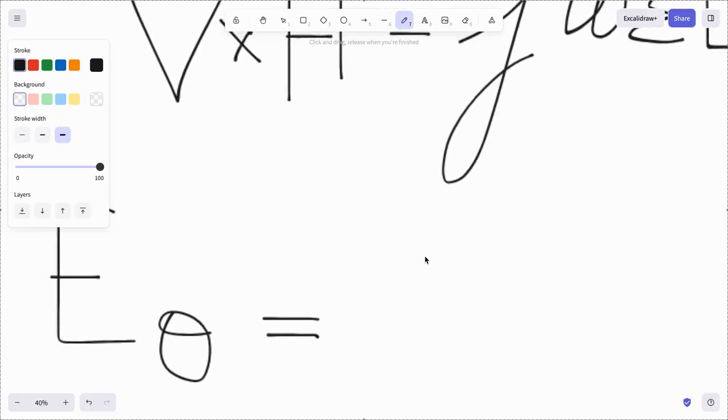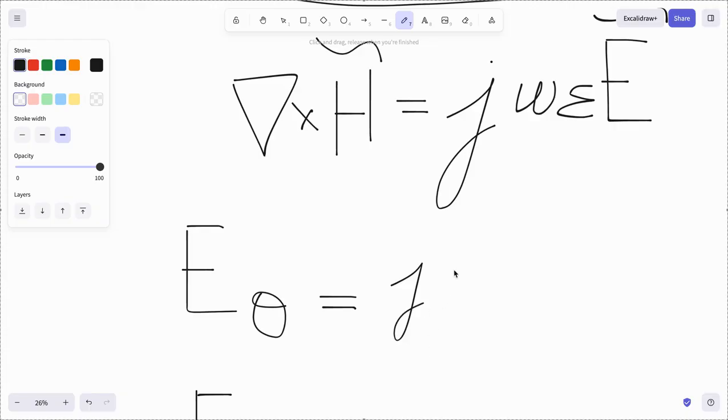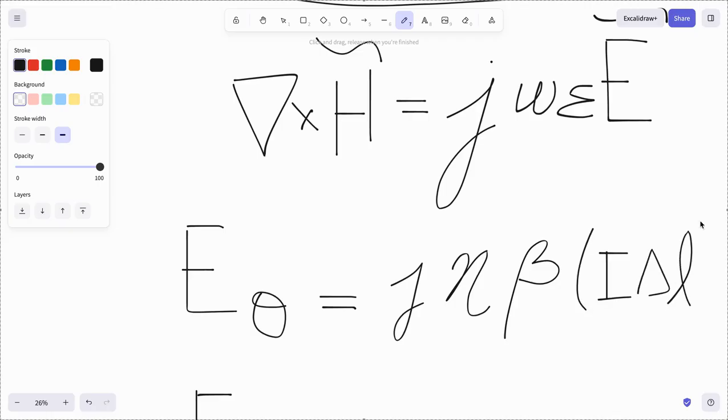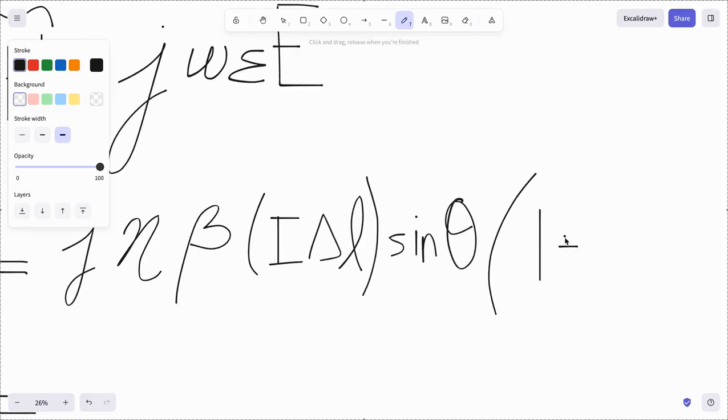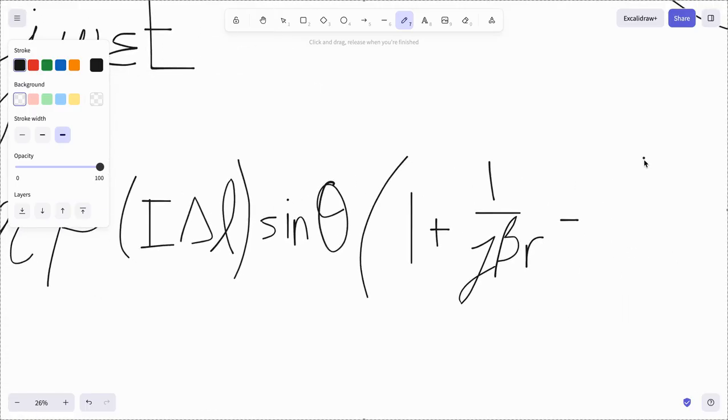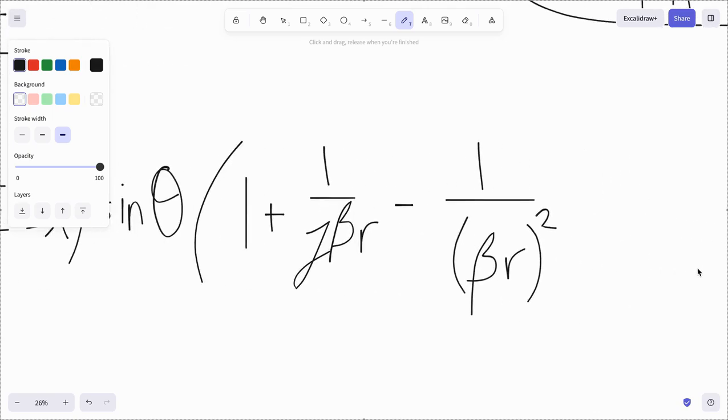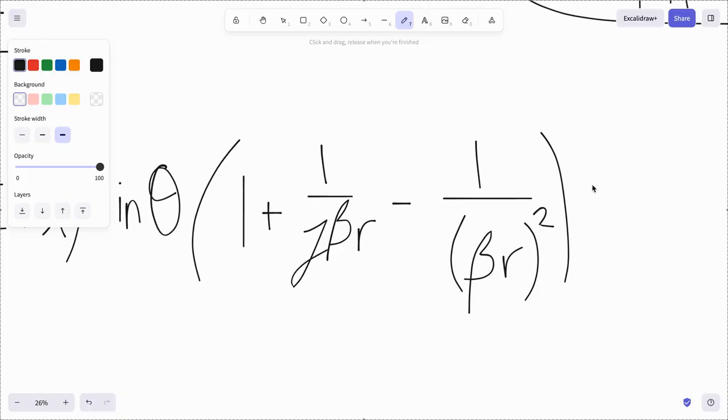E theta is equal to j eta beta I delta L sine theta times 1 plus 1 over j beta r minus 1 over beta r whole squared, times e to the minus j beta r over 4 pi r.